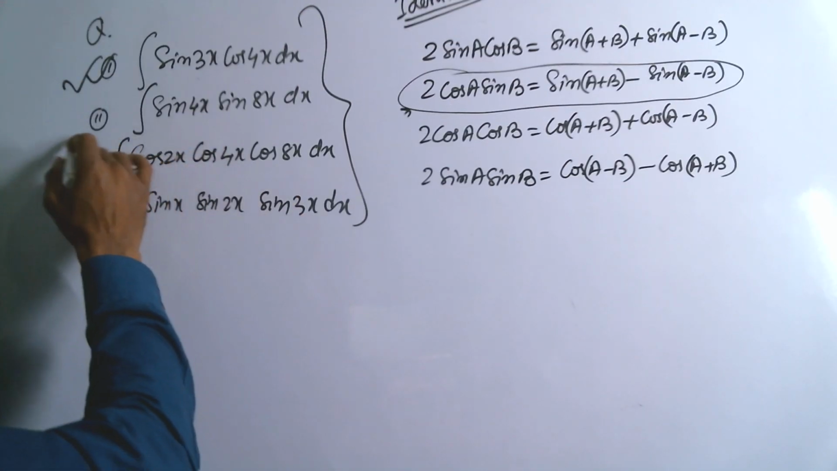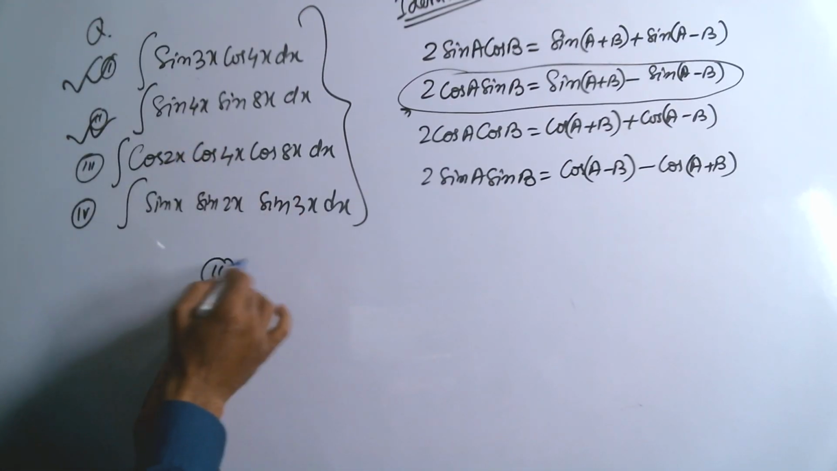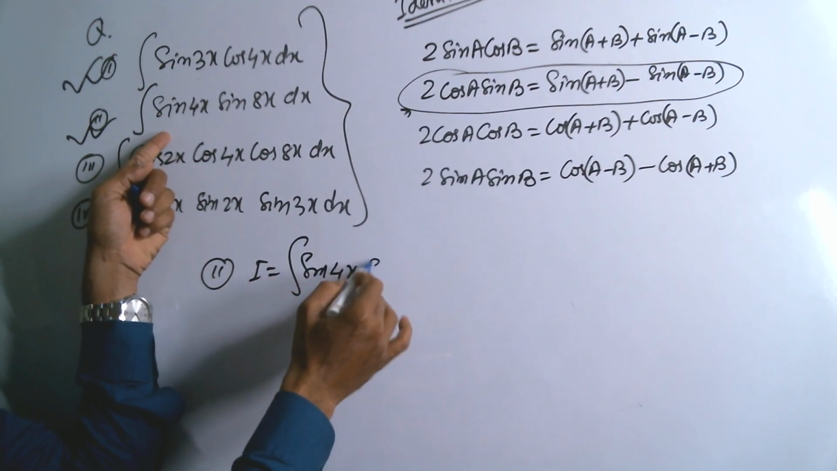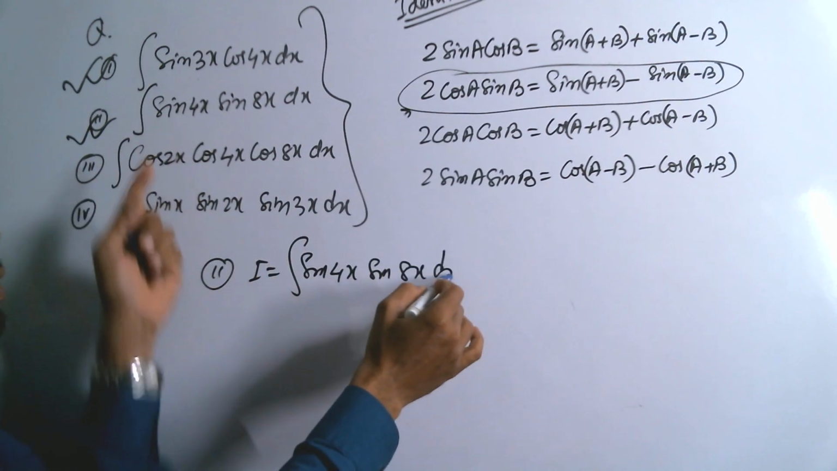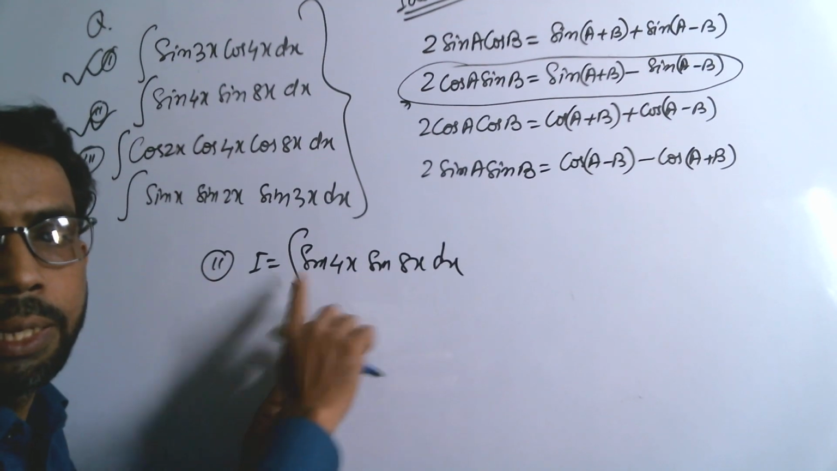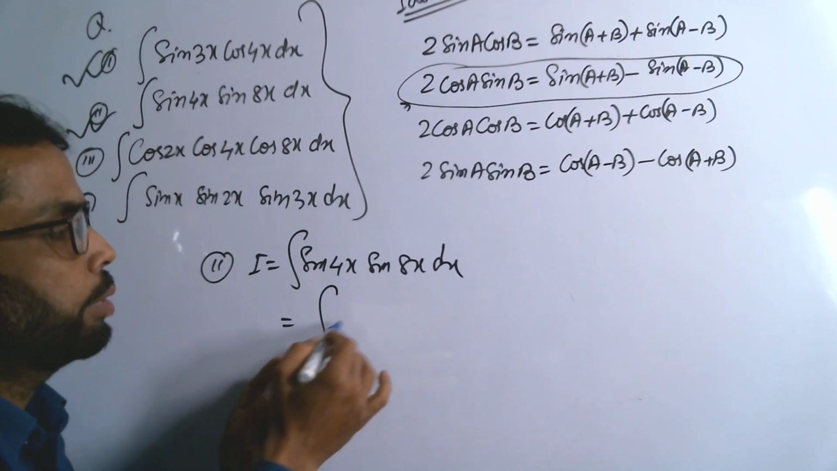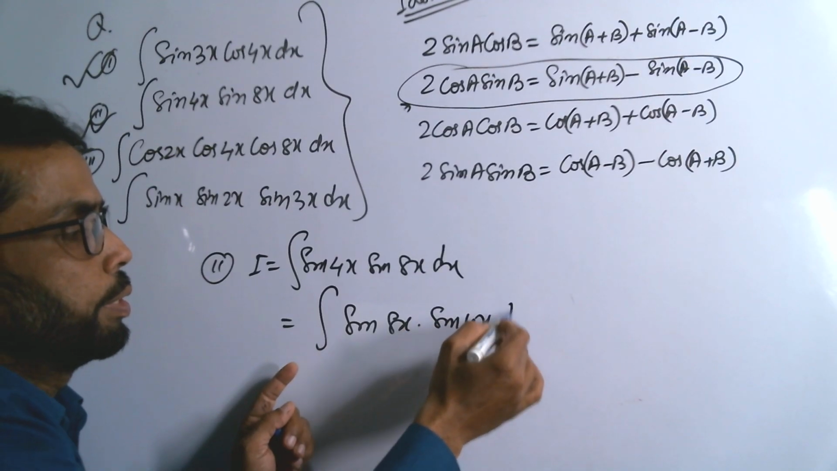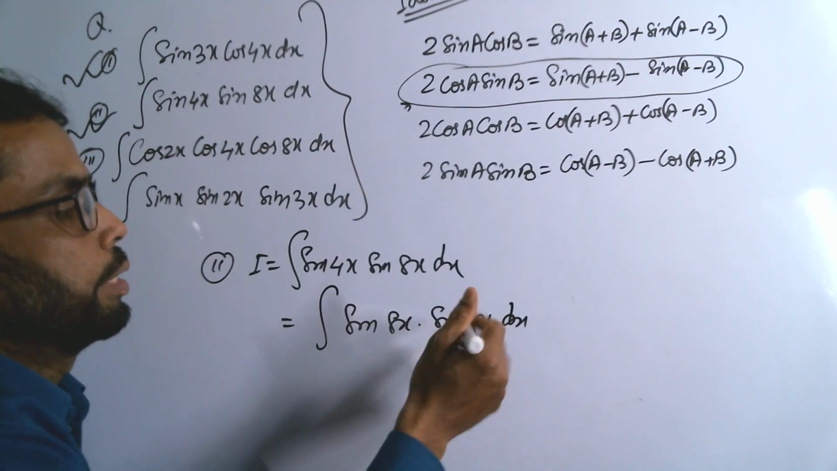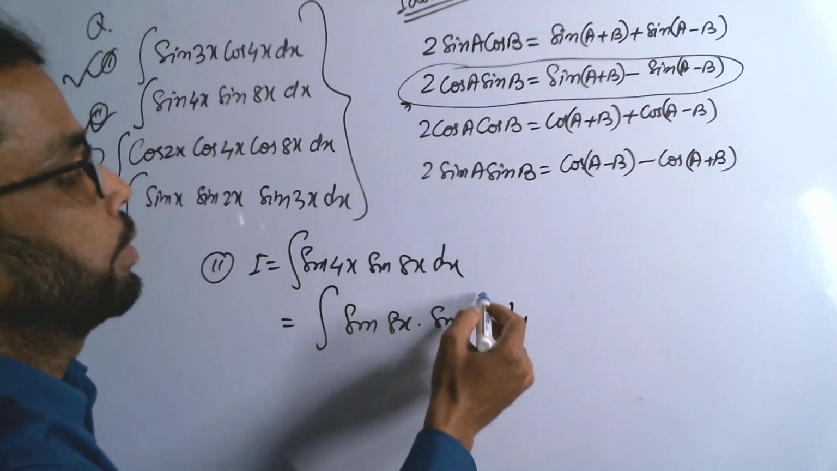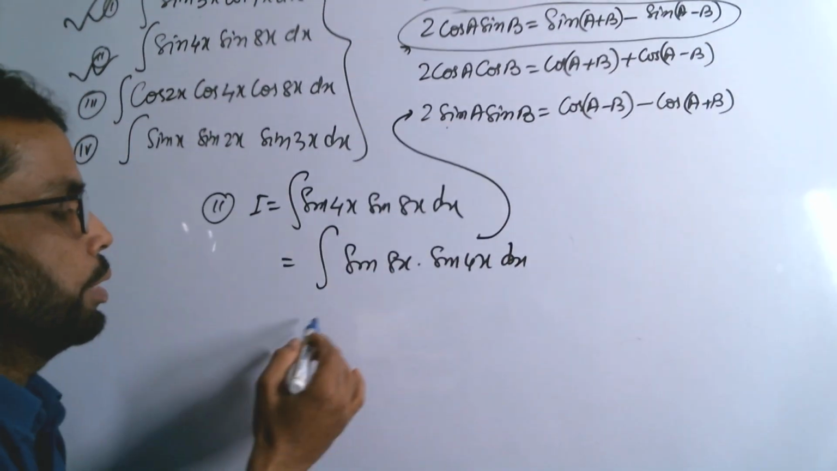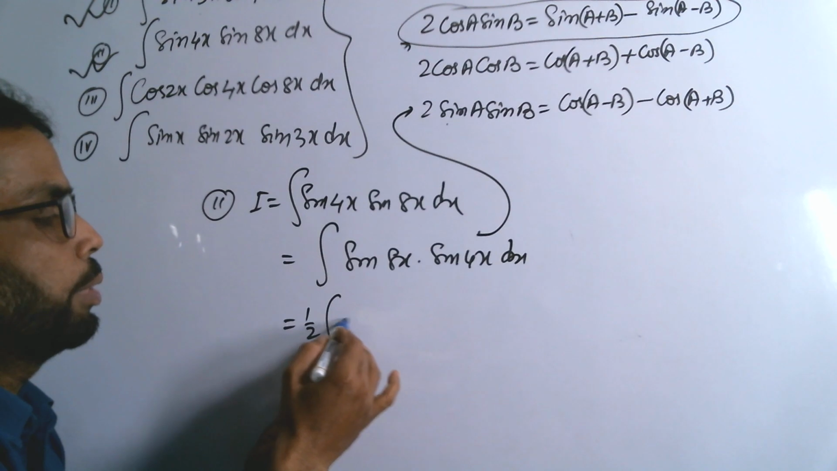Now let us integrate the second question. It is sine 4x sine 8x. For convenience, we can bring the bigger angle first so that the minus sign will not come: sine 8x sine 4x. It is a product of sines, so the last identity, the sine product. We need 2 there, so we divide by 2 and multiply by 2.